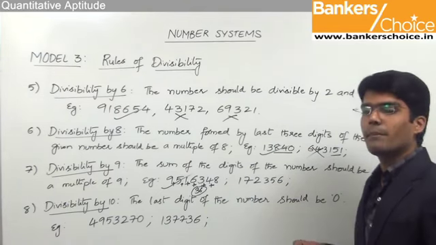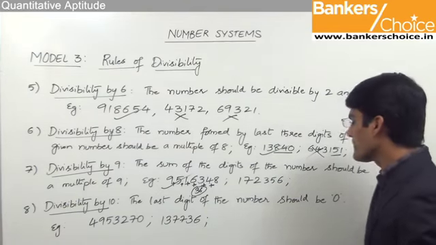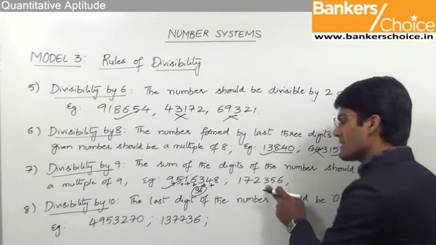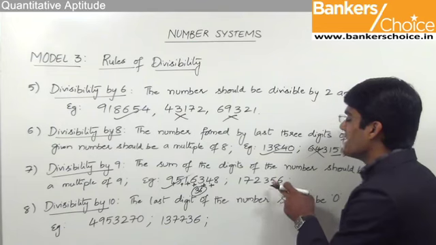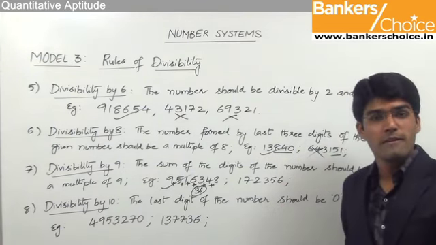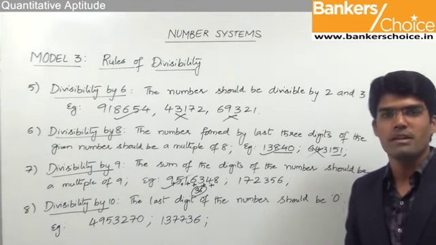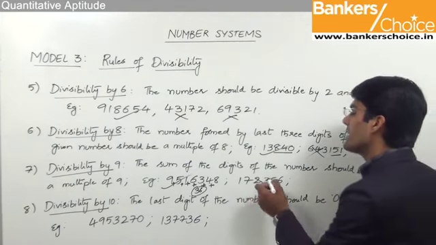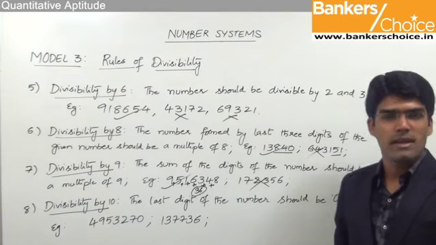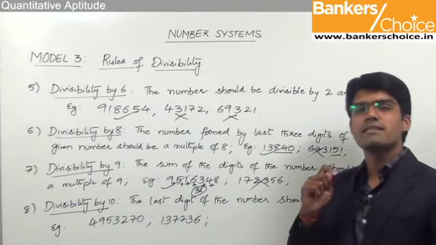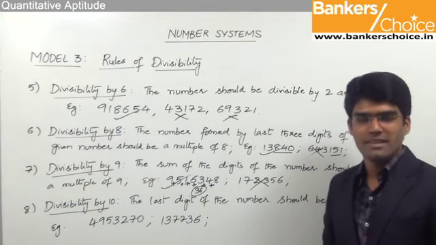Let us see if this number is divisible by 9 or not. The sum of the digits here: 1 plus 7 is 8, plus 2 is 10, plus 3 is 13, plus 5 is 18, plus 6 is 24. 24 is the sum of the digits, and we very well understand that 24 is not a multiple of 9. So we can say that the given number here is not divisible by 9. So that's how we check the divisibility for 9. The sum of the digits has to be a multiple of 9.